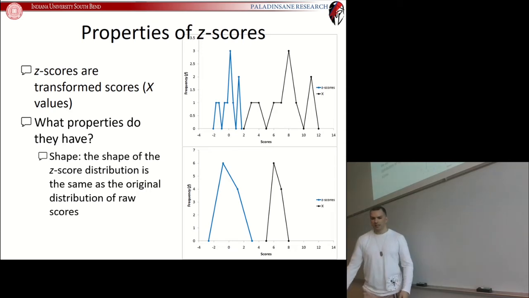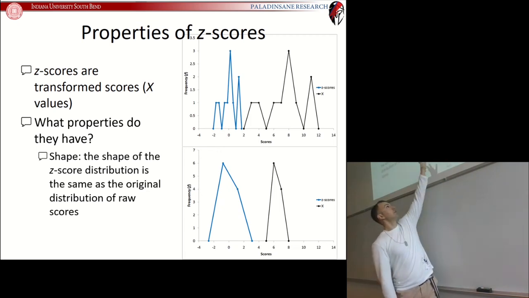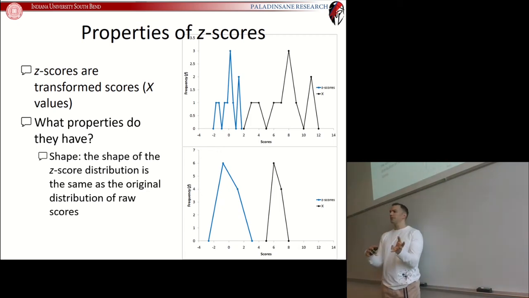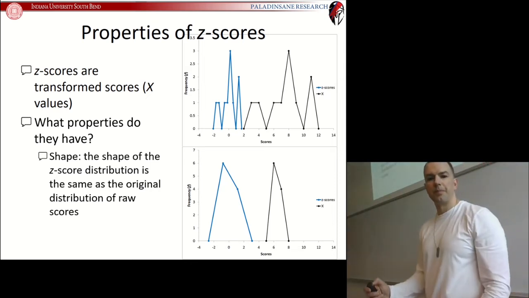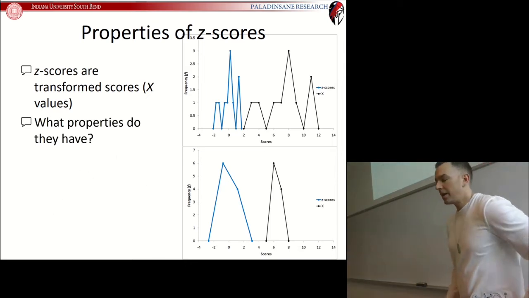If it has 2 peaks, your z-score distribution will have 2 peaks. If it only has 1 peak, your z-score distribution will have 1 peak. So the shape of these distributions, when you transform into a z-score, stay the same. They just get a little stretched out or a little squeezed in, depending upon how wide or variable they were to start with.